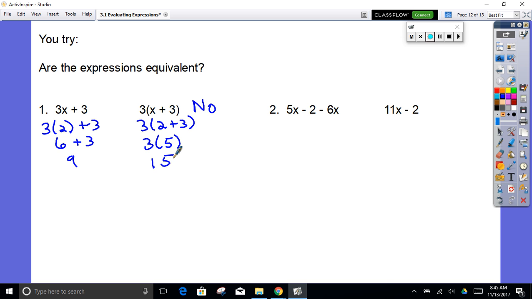Eli, is number 2, are those expressions equivalent? You didn't get it? Let's see, check the next card. Jake? No. No? What number did you use? 1. Okay, so here's where using 1 is easy. We can just get rid of all the x's. We have 5 minus 2 minus 6. 5 minus 2 is 3, and 3 minus 6 is negative 3. 11 minus 2 is 9. And no matter what numbers you use, you should get that they are not equivalent.